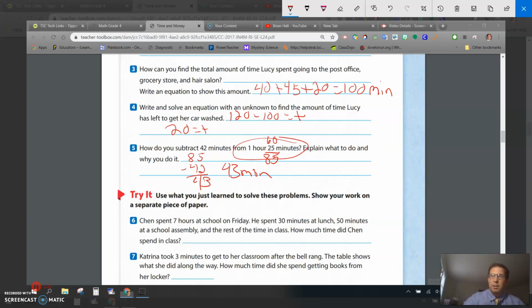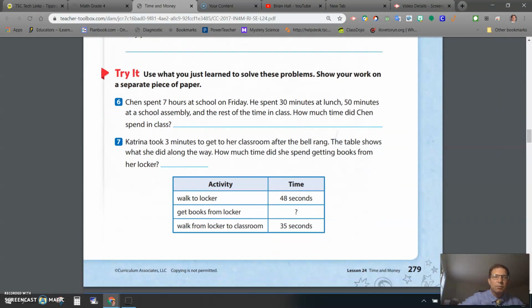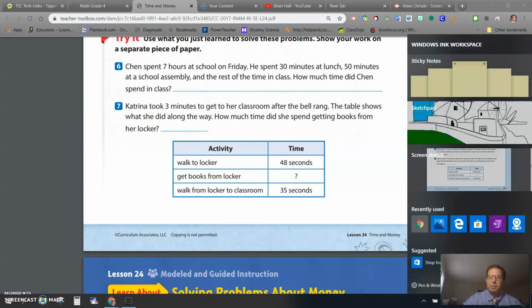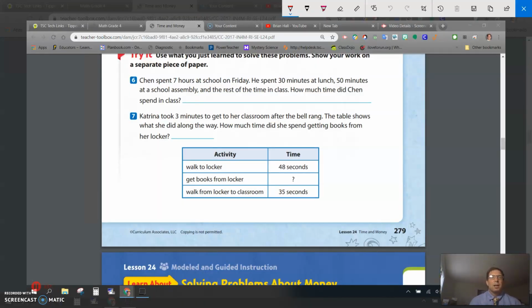Okay. Now we need to scroll up for number 6 and 7. Number 6, let's see. Chen spent 7 hours at school on Friday. He spent 30 minutes at lunch, 50 minutes at the school assembly, and the rest of the time in class. How much time did he spend in class?